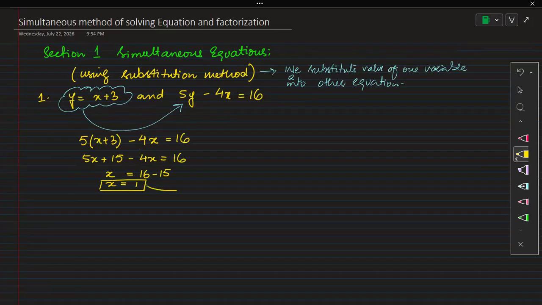Now we are going back to substitute this value into the given value of y in terms of x. So we will have y equals 1 plus 3, that will be 4.